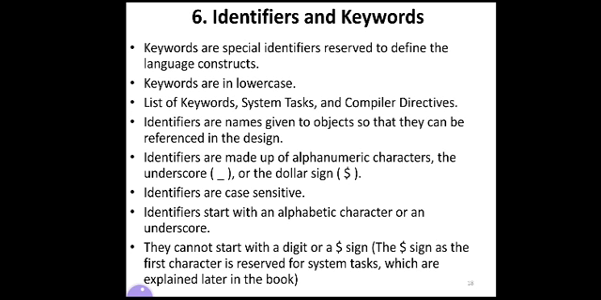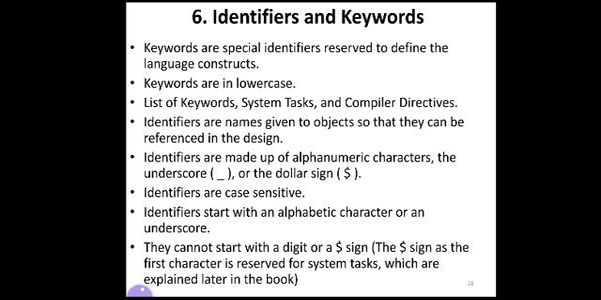Remember here, an identifier starts with an alphabetic character. Means you can start the identifier name with any letter between A to Z. Or you can also start the identifier with an underscore. This is also allowed. But you cannot start the identifier with a digit. That means you can use the digit in between or at the last, but at the start you cannot use a digit.